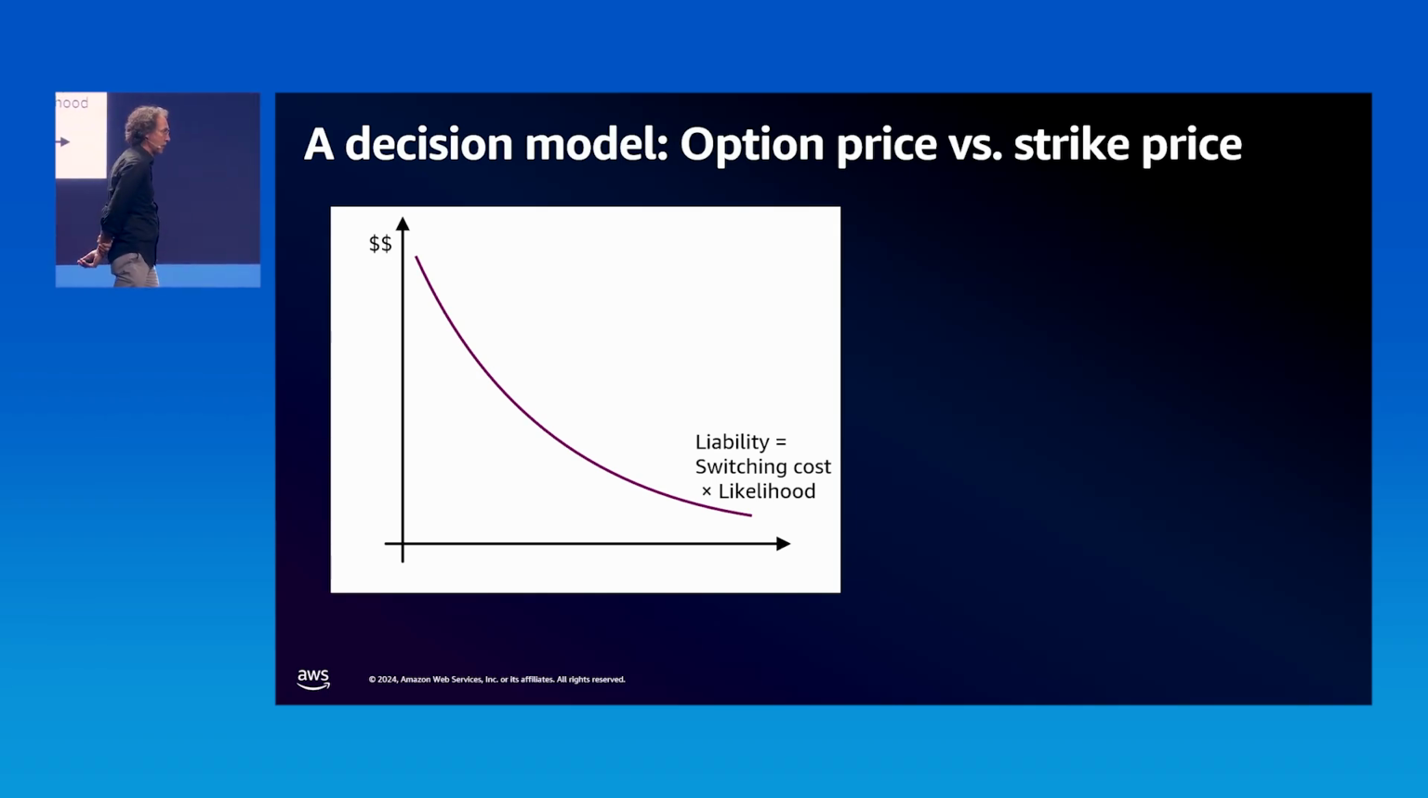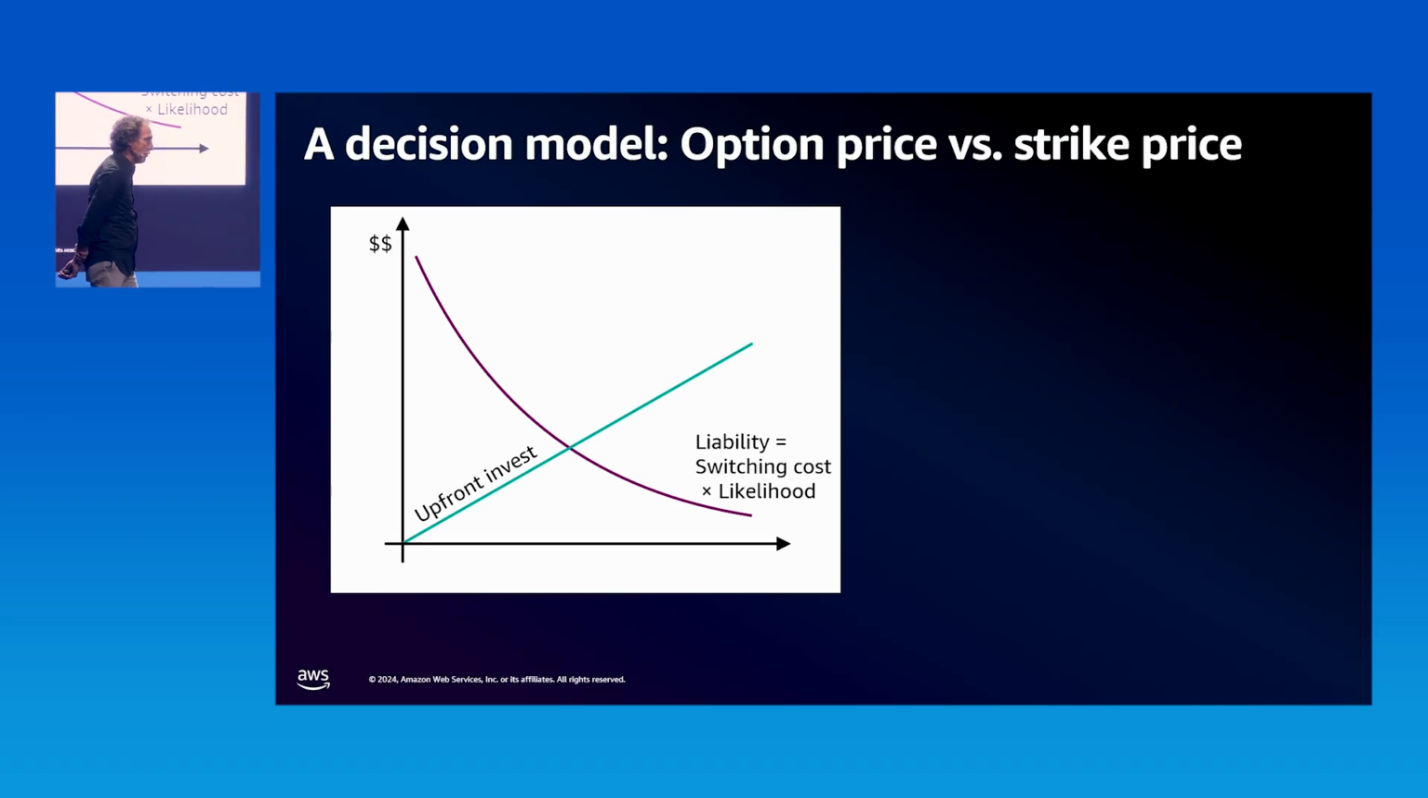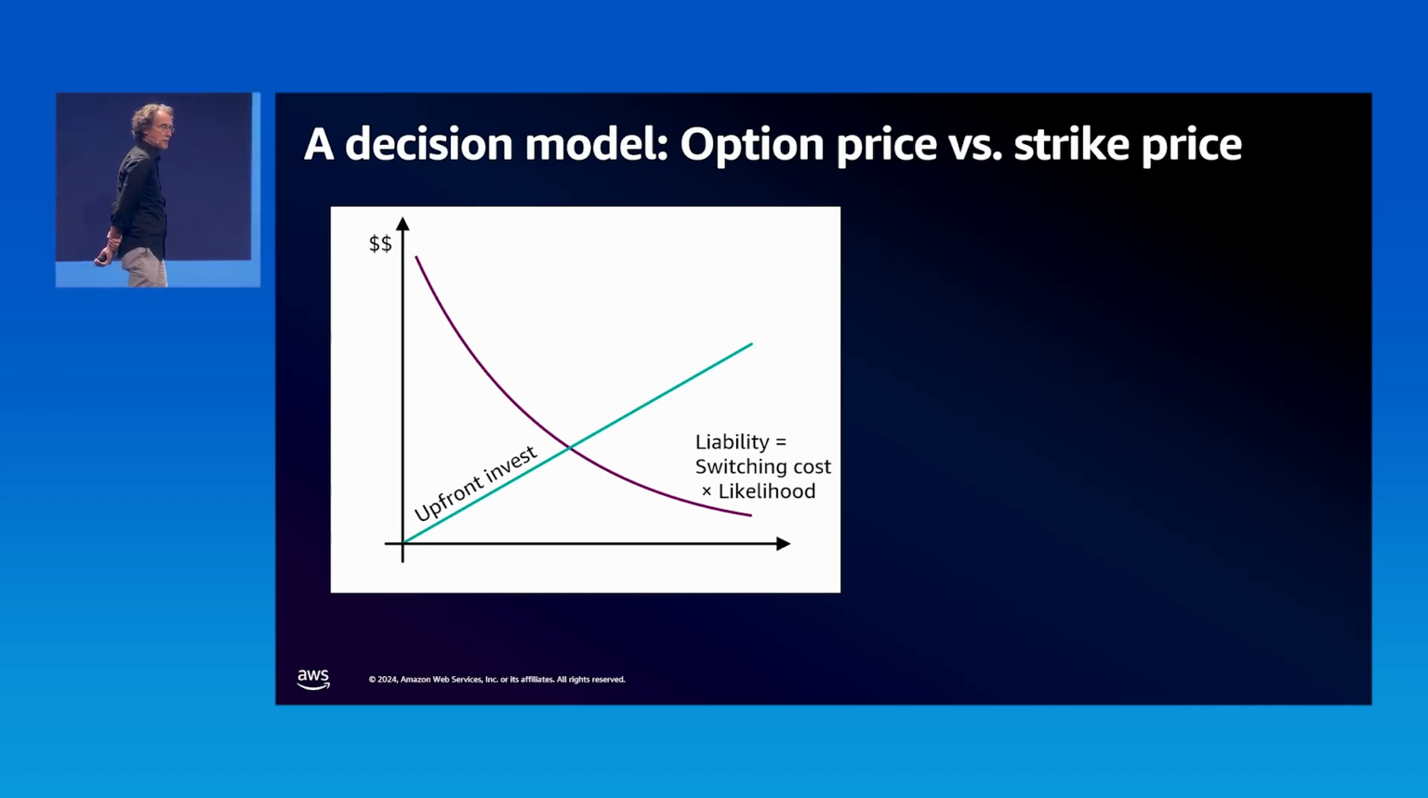So let's say you have a serverless app and you say, well, it would cost me like 100 grand to port this to somewhere else, right? It's a reasonable amount of money, and maybe I have a 2% chance that I need to do that. I carry a 2,000 euro or $2,000 liability, right? The probability that this happens times the price that I need to pay if it does happen. Now, what you don't want to do is invest $50,000 to reduce this $2,000 liability into $1,000, right? It's not very good math.